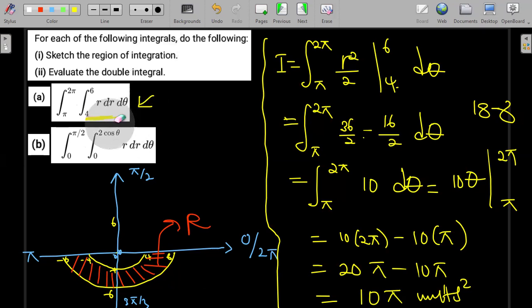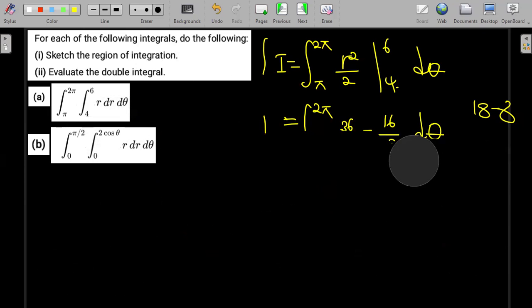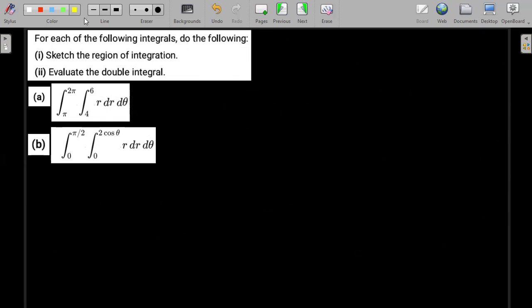So now let's look at the second one. Okay, so the second one is a bit more interesting than the first one. The second one is this one here. According to this, it means r is from 0 to 2 cos theta, and then theta is from 0 to pi over 2.